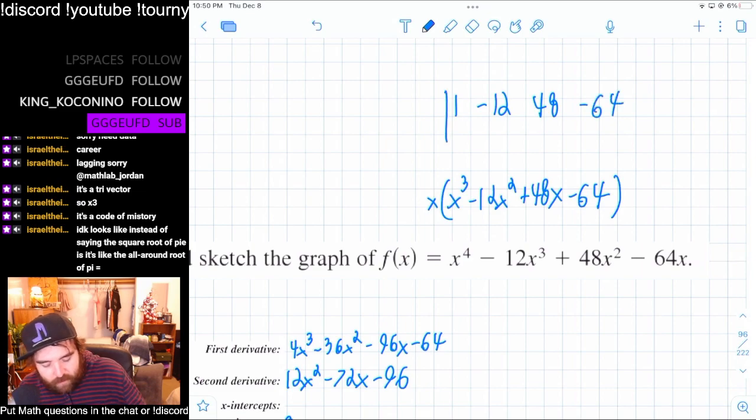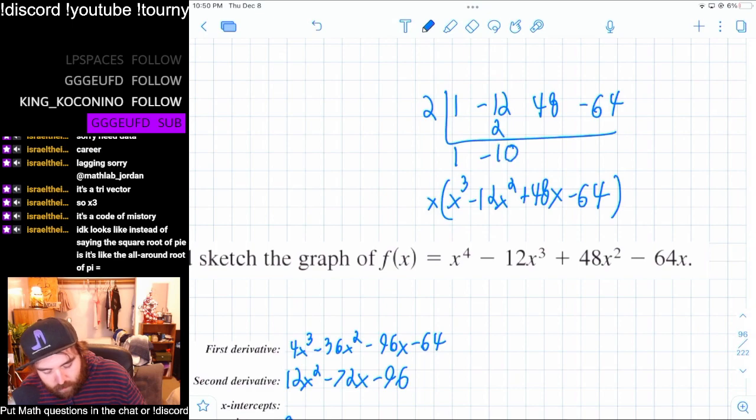And I'm going to guess that that's going to work out for me. So if I do 2, I do 1, 2, negative 10, negative 20, 28. That is 56. So 2 does not work out, because remember, what you're going for is a remainder of 0. So 2 didn't work out.